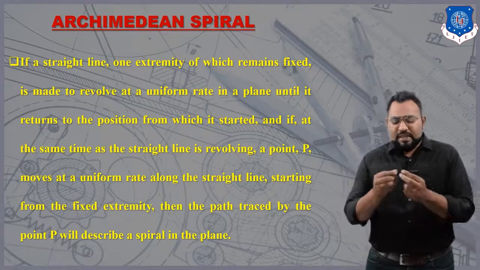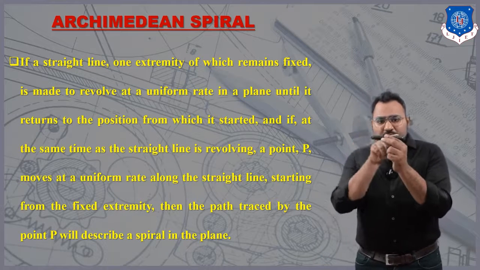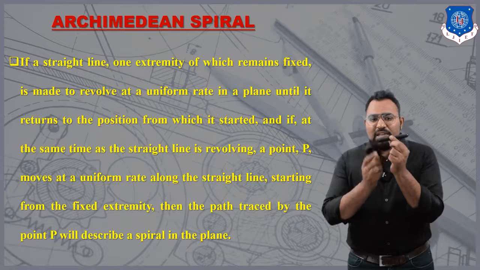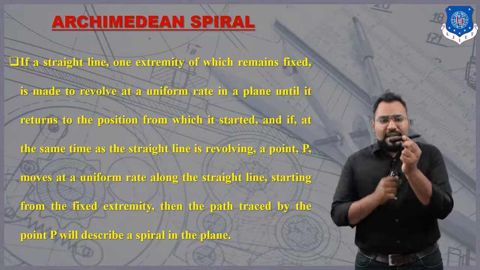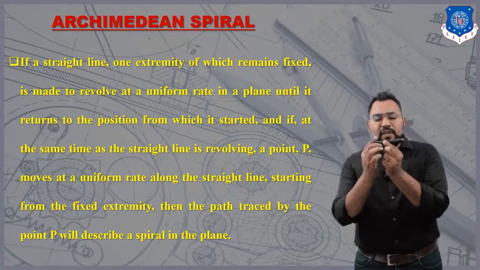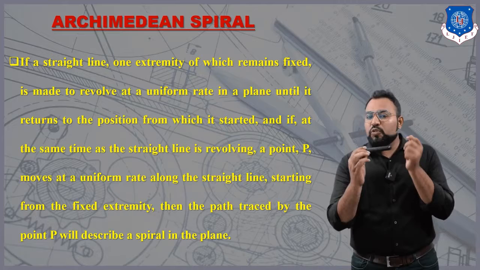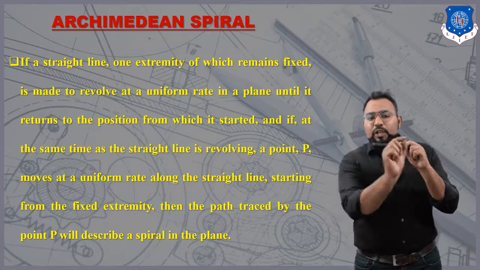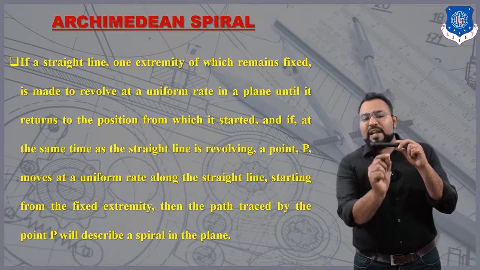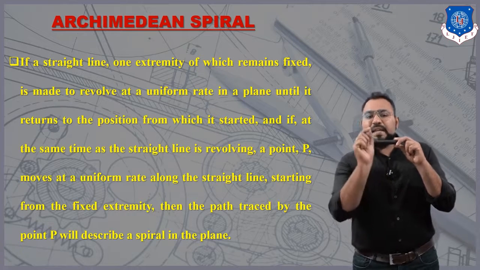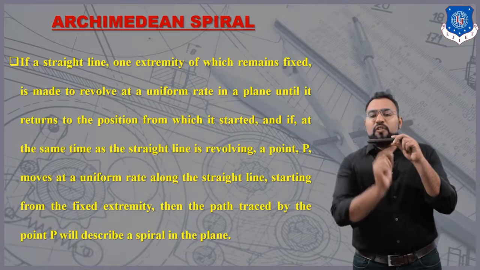Let us say this is the straight line. Now one extremity means he's talking about the end. Let us say one of the ends remains fixed. So let's say this end is going to remain fixed, and the line is made to revolve at a uniform rate in a plane until it returns to the position from which it started.